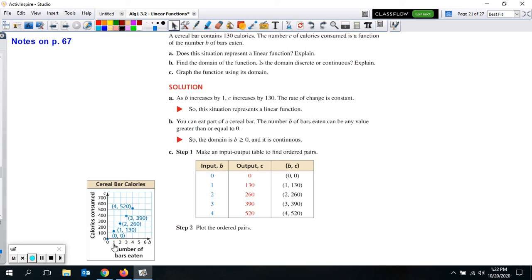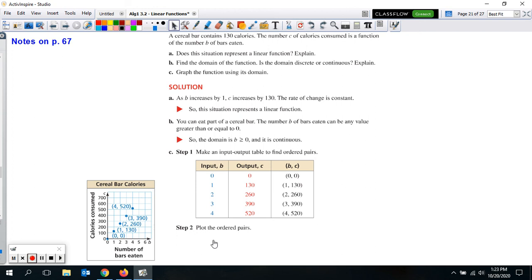And so we'd plot all those ordered pairs. Again, we're going to label it cereal bar calories. That's our title for the graph. We're going to label the x-axis as number of bars eaten, and we got 0 to 6 here. We don't need to put any more than that. And then on the y-axis, we're going to say calories consumed, 0 all the way up to about 800.